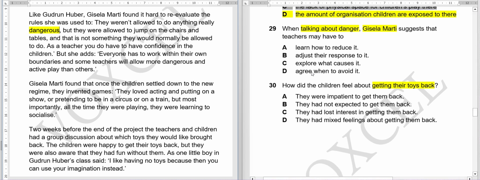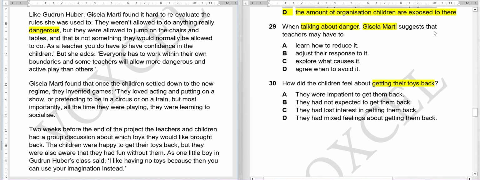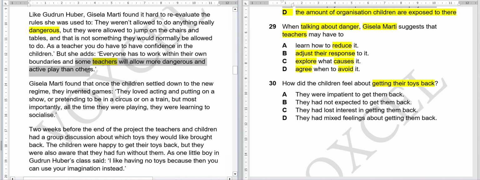Clear? So let's read the options now for 29th. "When talking about danger, Gisela Marti suggests that teachers may have to..." Okay, so there's something about teachers as well. A: learn how to reduce it. If there is something about reduction, then A will be our answer. B: adjust their response to it. If there is something about adjustment, B will be our answer. C: explore what causes it. If they are finding out the reasons for danger, then C will be our answer. D: agree when to avoid it. If they agree when to avoid the danger, then D will be our answer. So this is where it is written. Now you will have around 10 seconds, tell me the answer, and the time starts now.